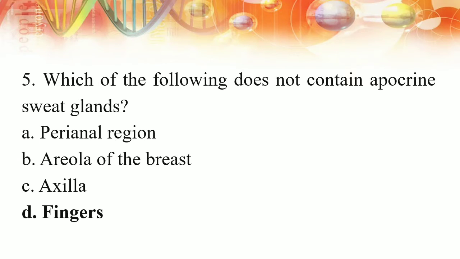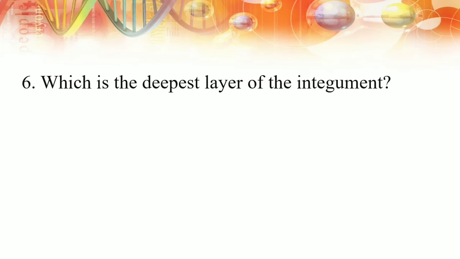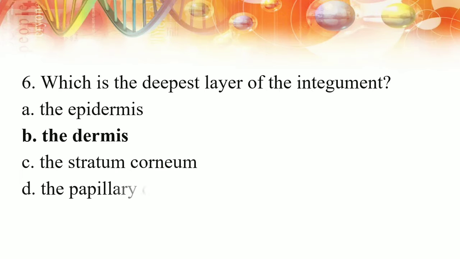Number 6. What is the deepest layer of the integument? A. The epidermis. B. The dermis. C. The stratum corneum. D. The papillary dermal layer. The papillary dermal layer is the thin top layer of the dermis. Stratum corneum is the outer layer of the skin or the epidermis. Epidermis is the top layer of the skin. The dermis is actually the middle layer, and hypodermis is the deepest layer of the skin. So among all the options, the dermis is the best answer.